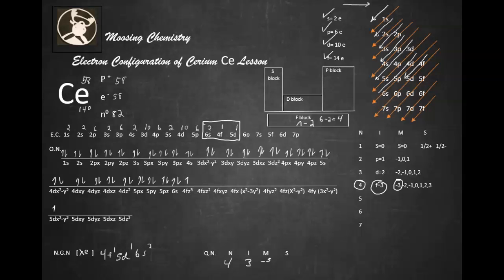And last but not least, what is our spin? Our last arrow is certainly pointing up, right? So we're going to call that positive 1/2. Our quantum numbers should be 4, 3, negative 3, positive 1/2.